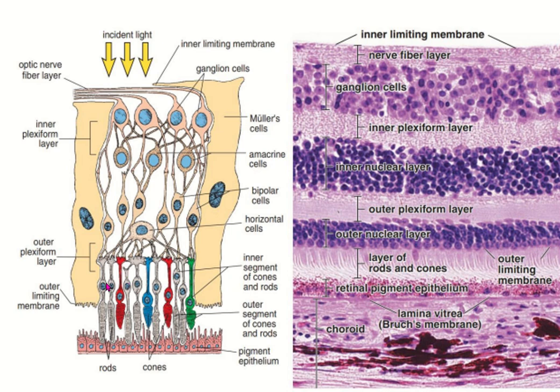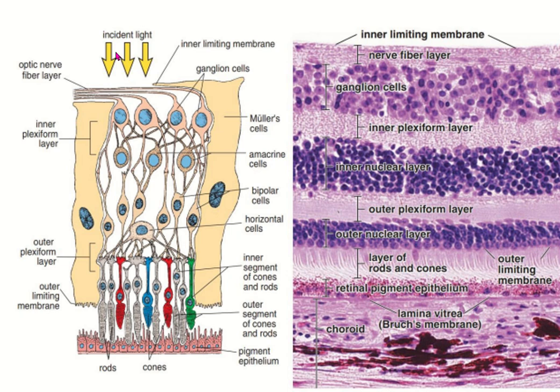This is the outer nuclear layer, formed by the inner segment of the rod and cone cell, the nucleated portion of the rod and cone cell. This is the layer of rod and cone cells, formed by the outer segment of the rod and cone cell, and this is the pigment epithelium.